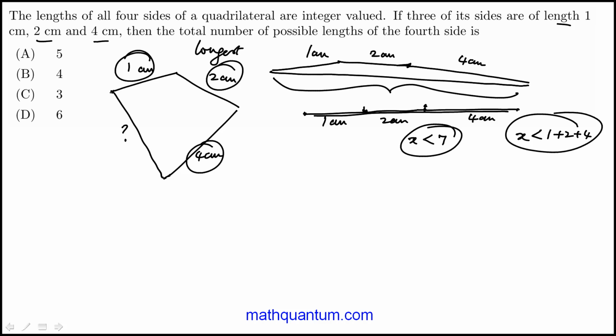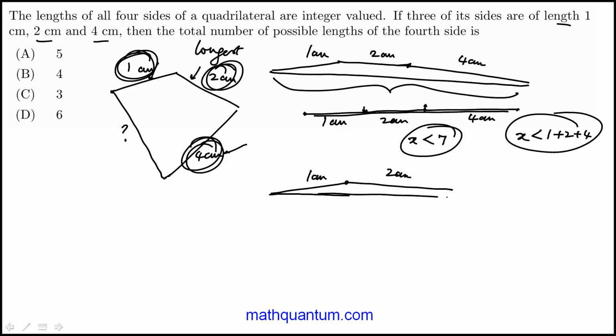So I need to bring these ends as close as possible. So what I'll do is I'll flatten these two because they're 1 and 2. This is 4. That's the longest. So you can think in terms of 1, 2, and then maybe make the 4 along this line. So then the fourth one will be something like that. So this is 4 centimeters.